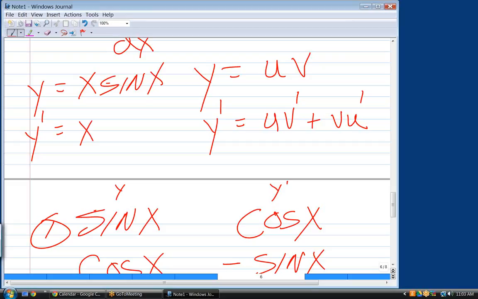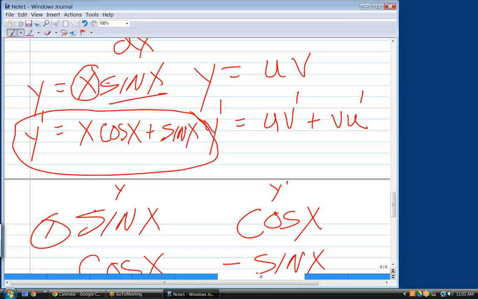Well, what's the derivative of sine? Cosine x. Plus the reverse of that. So cosine x times x. No, the reverse of that is the derivative of that times that. Oh, derivative of x, which is 1, times sine x. Okay. So that's the derivative of the product of x times sine x.